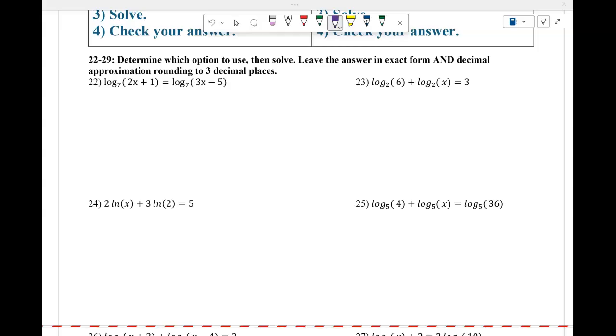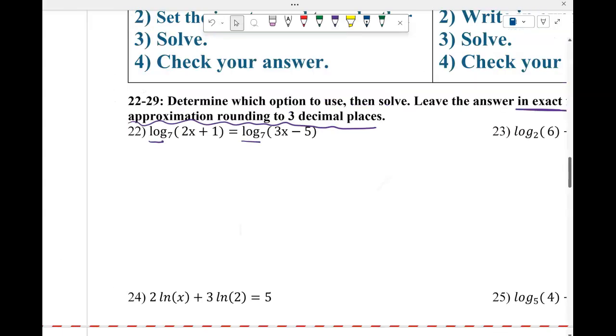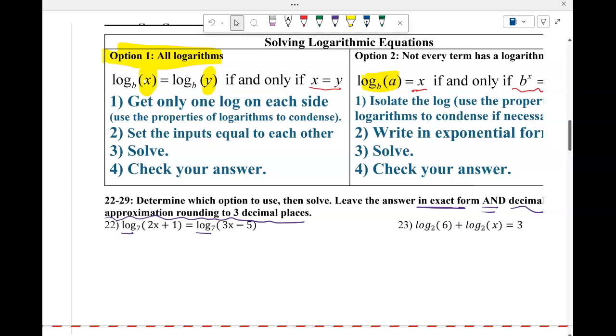So examples 22 to 29, guys, say determine which option to use, then solve. Leave the answer in exact form and in decimal, rounding to 3 places. Okay, so 22 says log base 7 of 2x plus 1 equals log base 7 of 3x minus 5. As you can see here, we do have one log base 7 on the left and one log base 7 on the right. So this is going to be option number 1, where you have one log on each side.